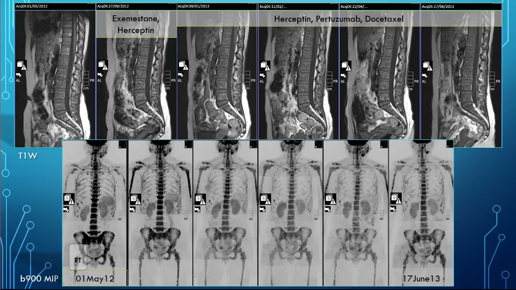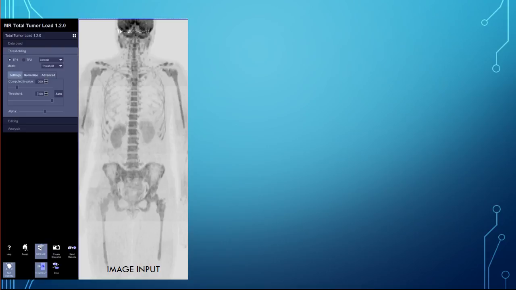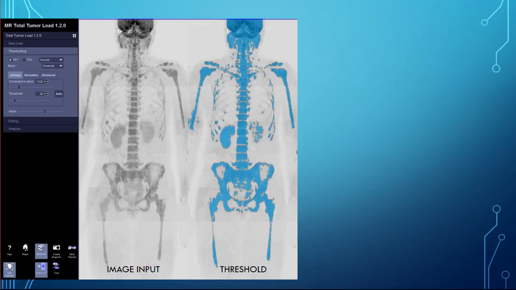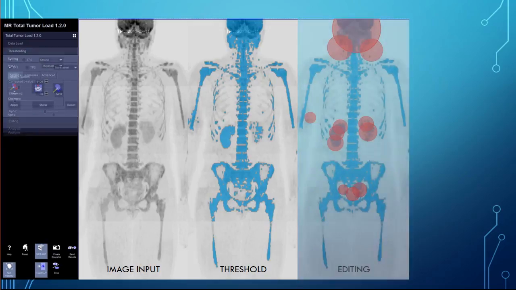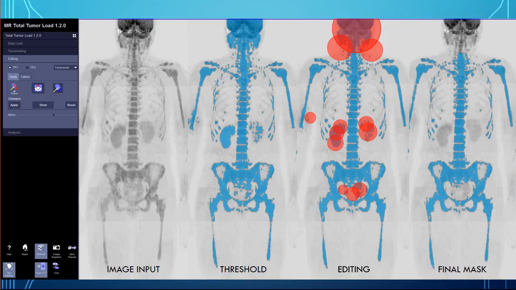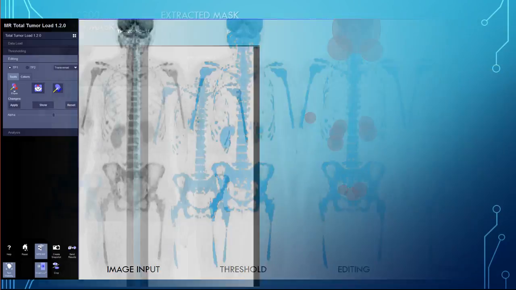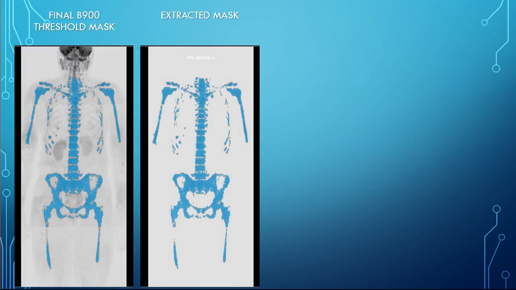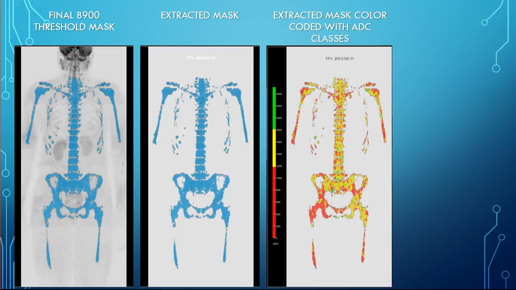Let's see how we can analyze the fourth examination. Once the data is acquired, we load it into some specialist software. We then segment the data by applying a threshold to the signal intensities. We cut out areas of normal tissues to leave us a final mask of where the disease is. We then use this final mask and we color code it according to ADC classes.